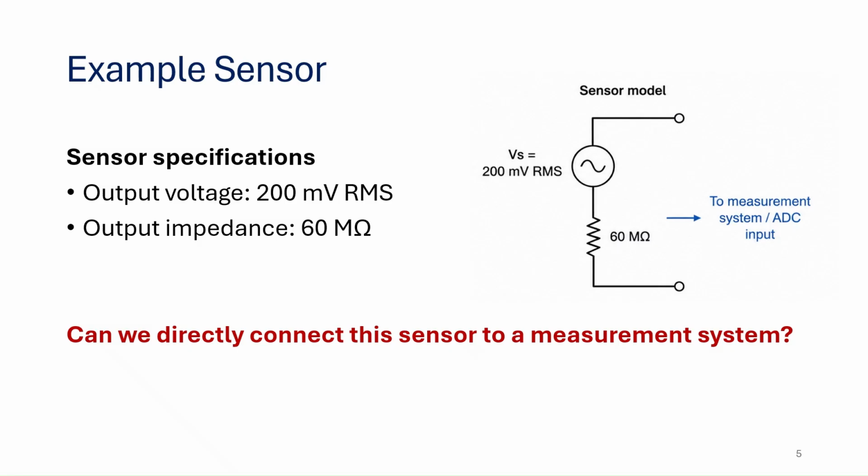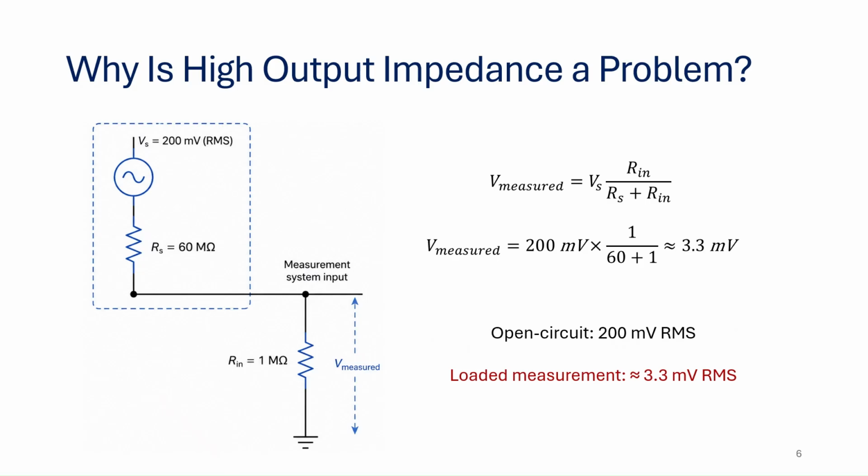This raises an important engineering question. Can we directly connect this sensor to a measurement system? Suppose we connect this sensor directly to a measurement system with an input impedance of 1 mega ohm. The sensor and the measurement system now form a voltage divider. If we substitute the values in the voltage divider equation, we find that the measured voltage drops from 200 millivolts to only about 3.3 millivolts.